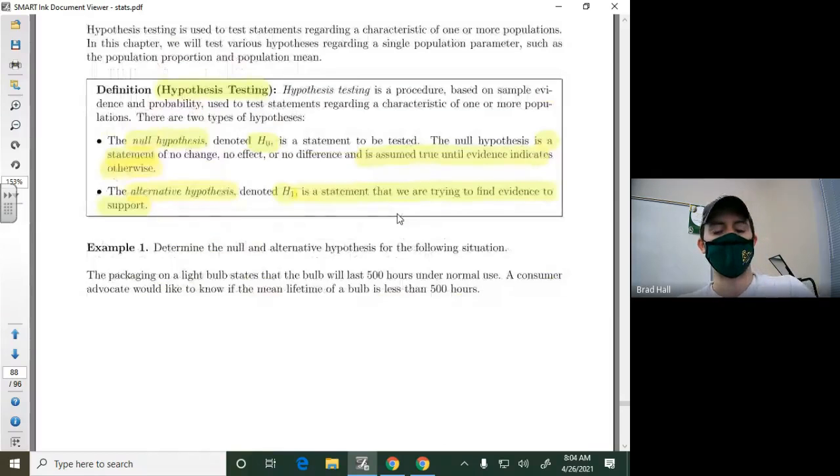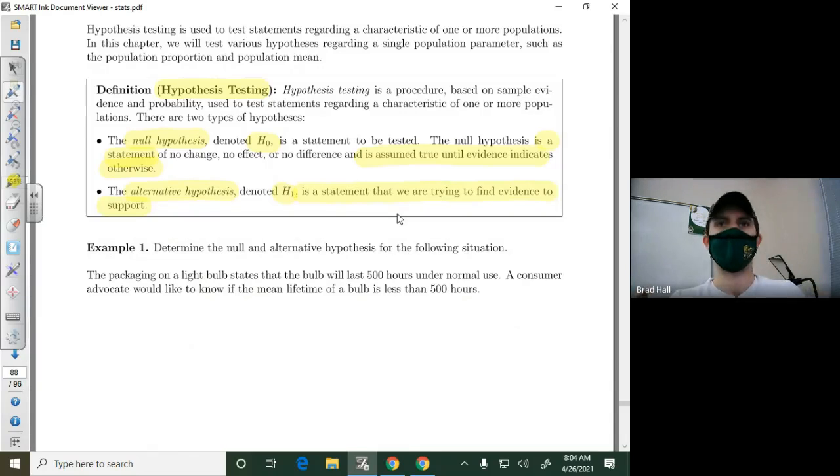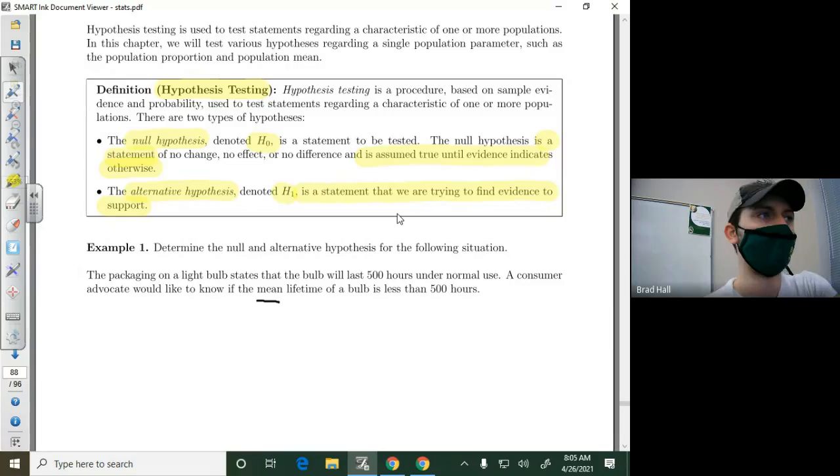And so we'll test this idea out for example 1 here. We'll determine the null and alternative hypothesis for a given situation. It's something to do with a light bulb. The packaging on some light bulbs says that the bulb is going to last 500 hours under normal use. And then a consumer advocate would like to know if the mean lifetime is less than 500 hours. The way we put all of this together is a pretty simple setup. If anything, we need to know what variable we are dealing with. And the variable we are dealing with, they actually said it right here. We're dealing with the mean.